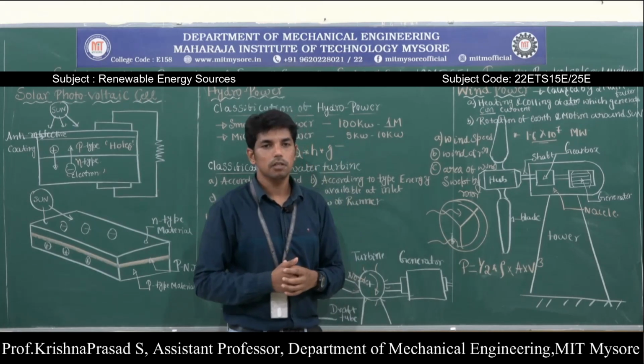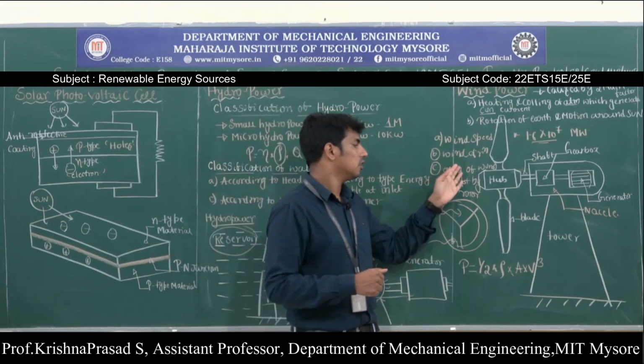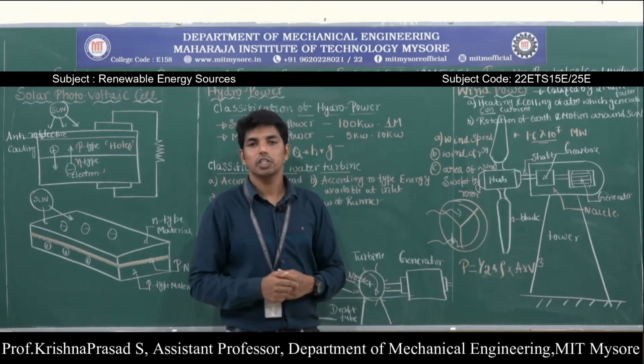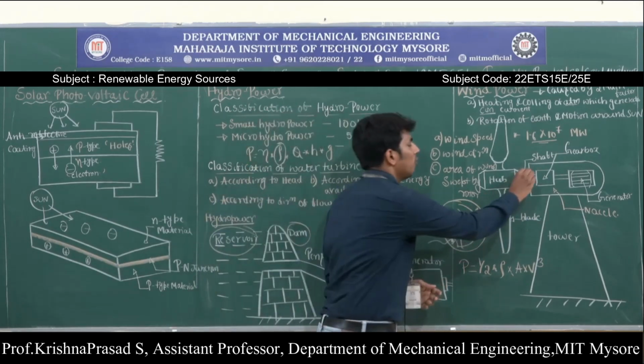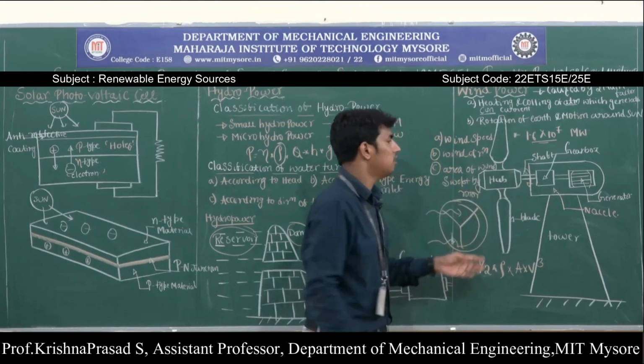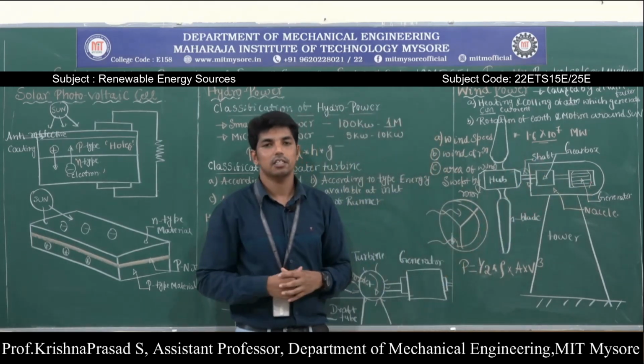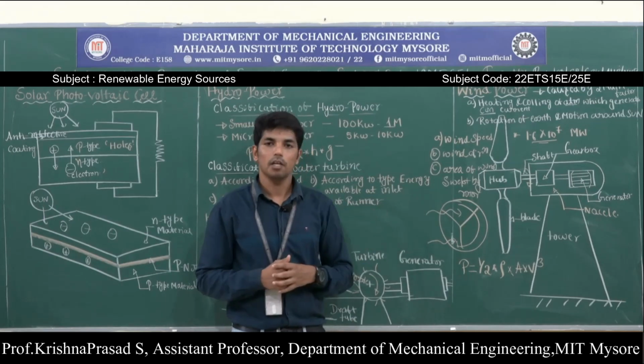Then the working is very simple. When the kinetic energy of the wind flows over the blades of the turbine, it converts kinetic energy into mechanical energy in the form of rotation of the shaft, which in turn drives the electrical generator to produce electricity. So this is regarding wind power.